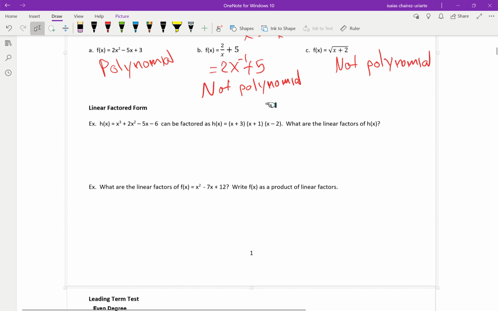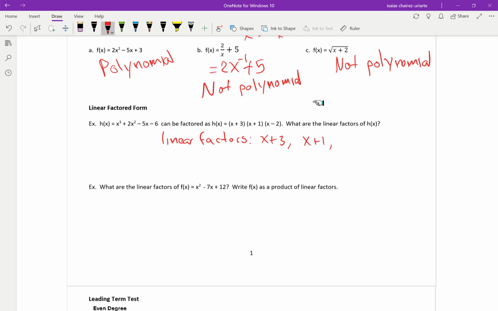So they were able to express it as this multiplication, x plus 3 times x plus 1 times x minus 2. And now they're asking us, what are the linear factors of h of x? Well, the linear factors are just x plus 3, x plus 1, and x minus 2. So here we're going to conclude that the linear factors are these simple little binomials, x plus 3, x plus 1, and x minus 2. And by the way, these little things are called binomials.